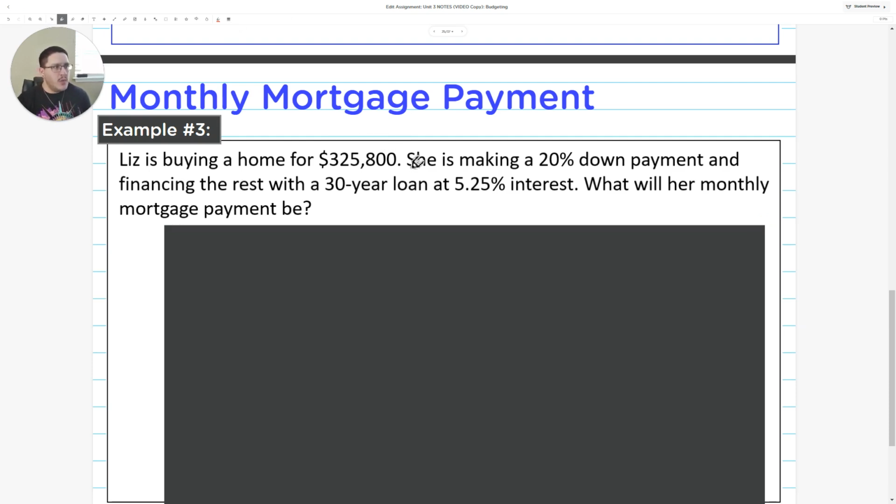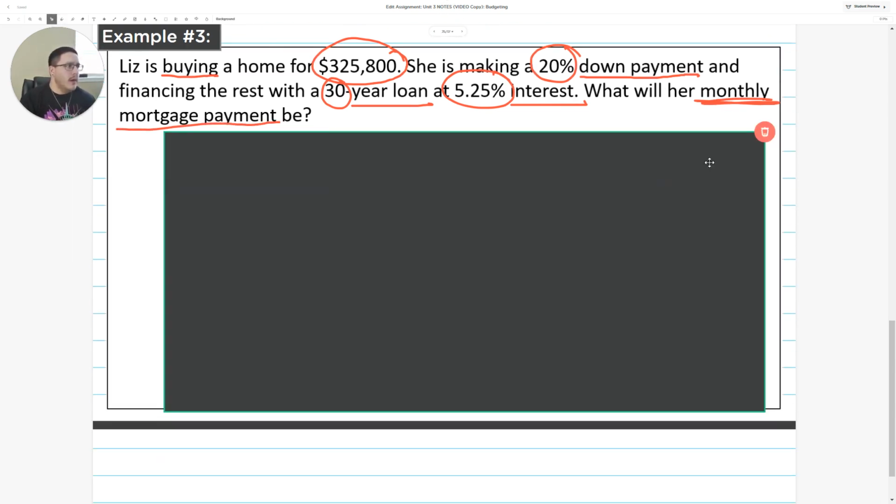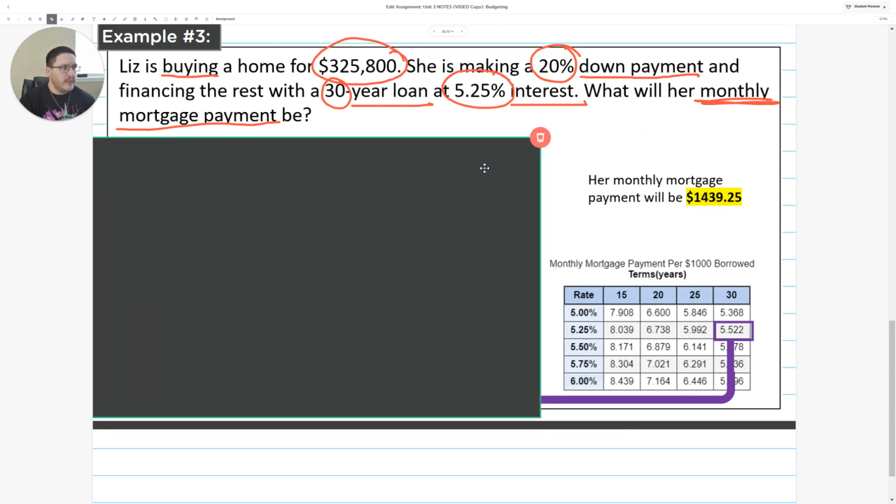Liz is buying a home for $325,800. She is making a 20% down payment and financing the rest in a 30-year loan at 5.25% interest. What will her monthly mortgage payment be? So the table that we're going to use is in terms of a monthly mortgage payment.